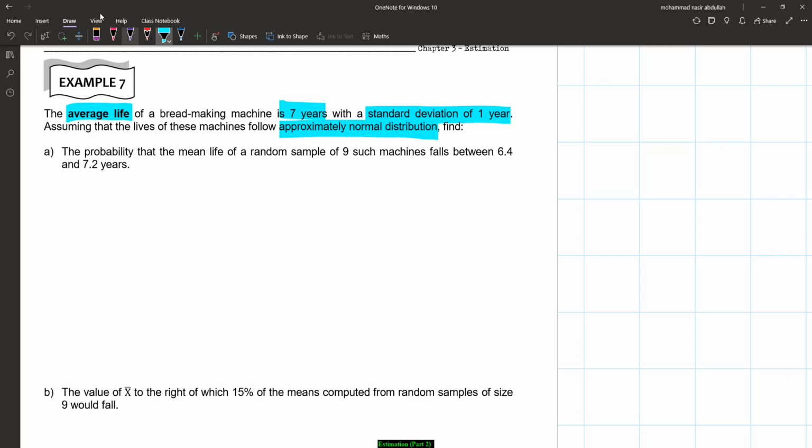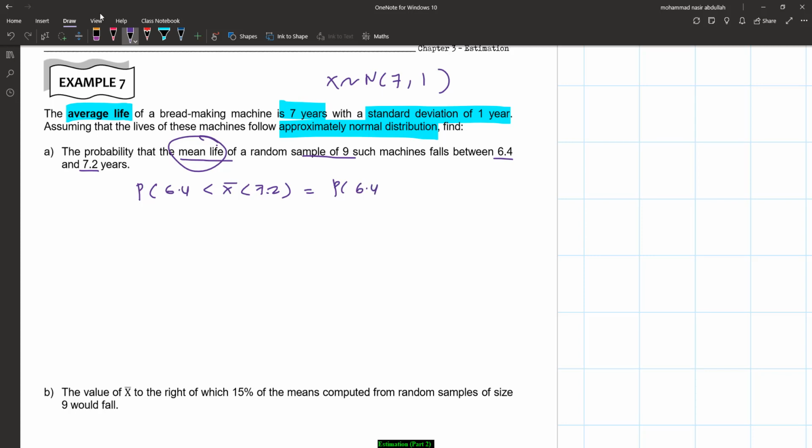So we know that this is going to be a normal distribution. X has a normal distribution with mean 7 and standard deviation 1 year. Find the probability that the mean life of a random sample of 9 machines will fall between 6.4 and 7.2. So we want to find the probability of X bar, the mean life, between 6.4 and 7.2. So we need to convert this to the Z distribution.